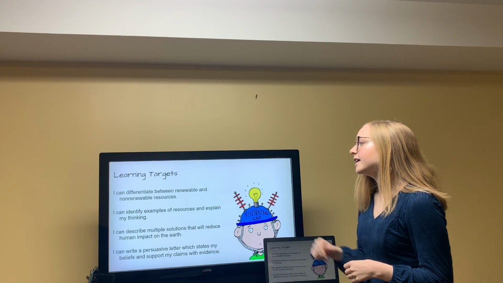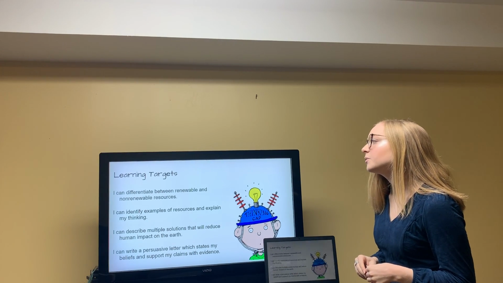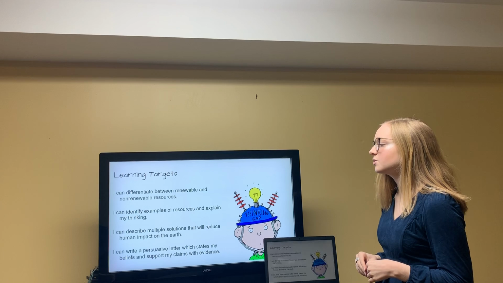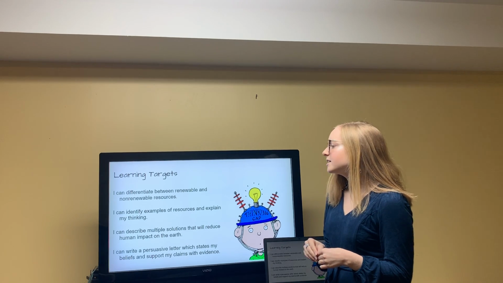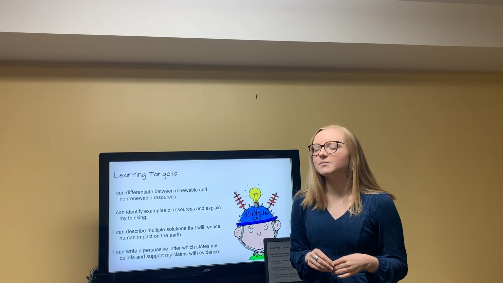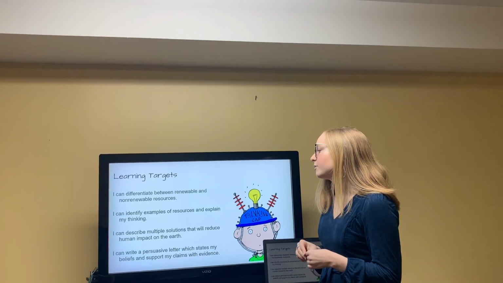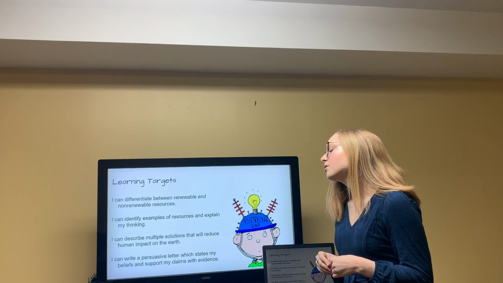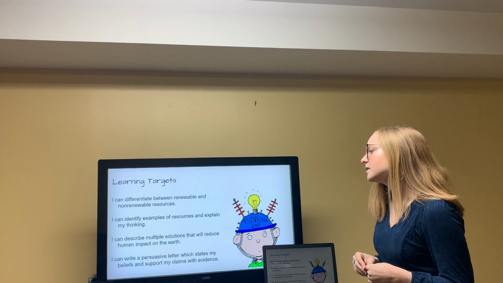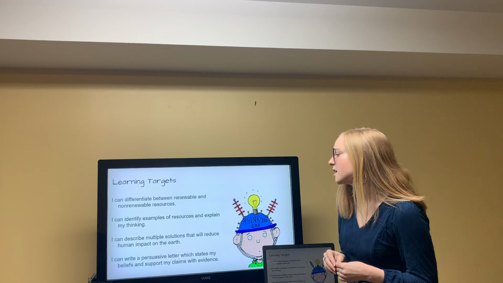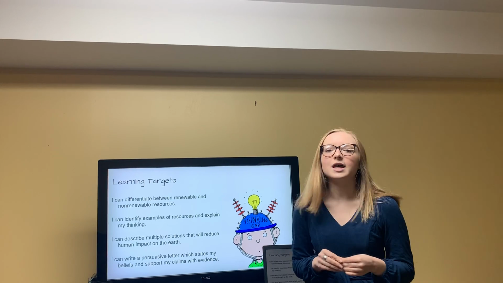Your first target is, I can differentiate between renewable and non-renewable resources. I can identify examples of resources and explain my thinking. I can describe multiple solutions that will reduce human impact on the earth. And I can write a persuasive letter which states my beliefs and supports my claims with evidence.